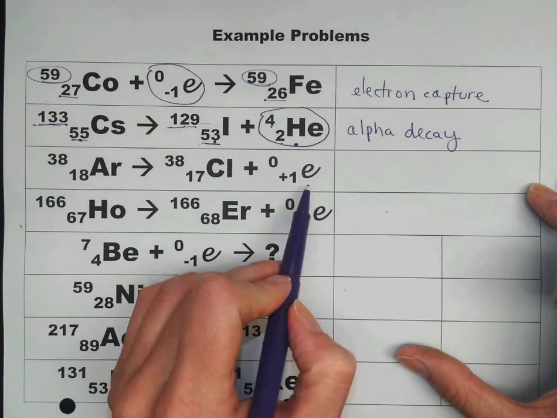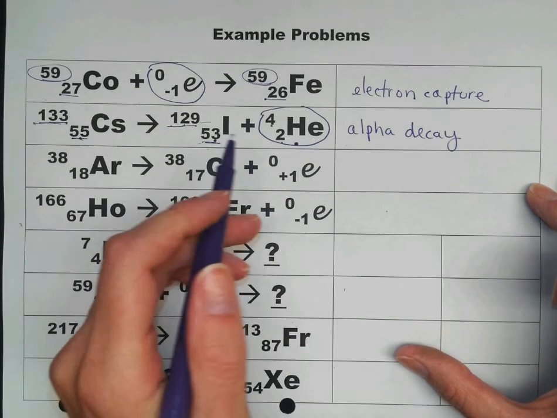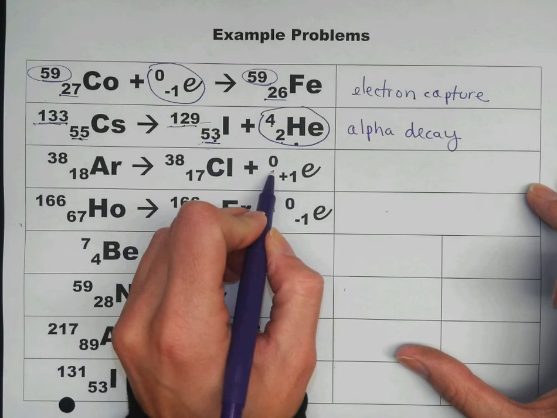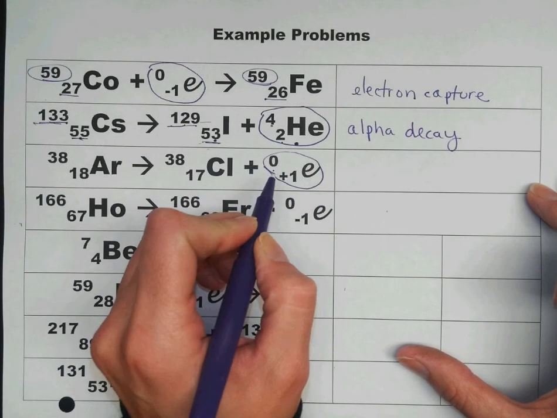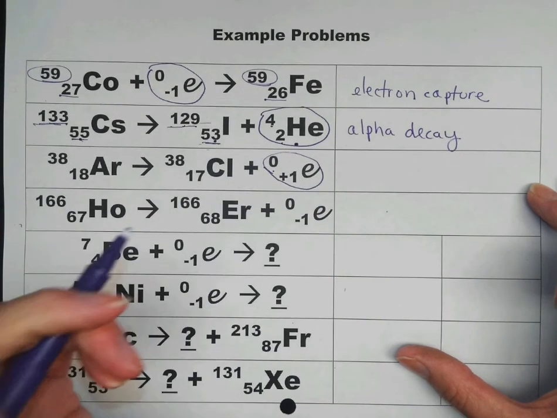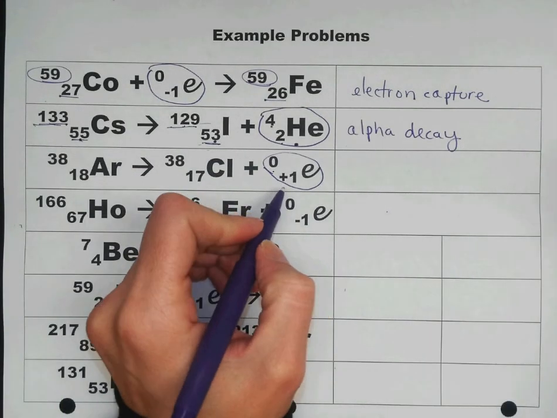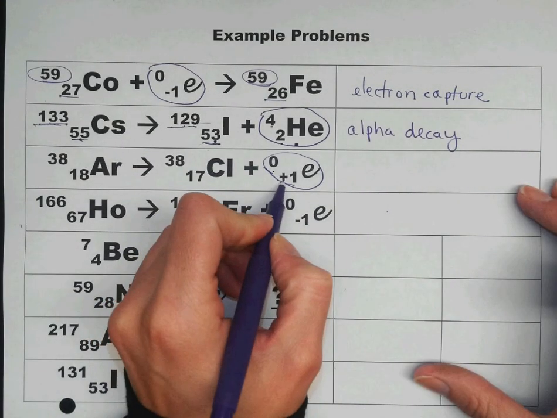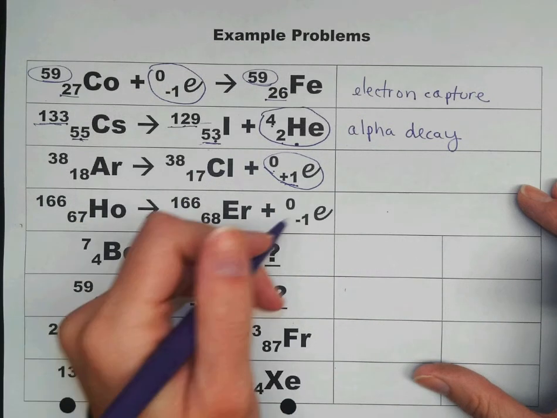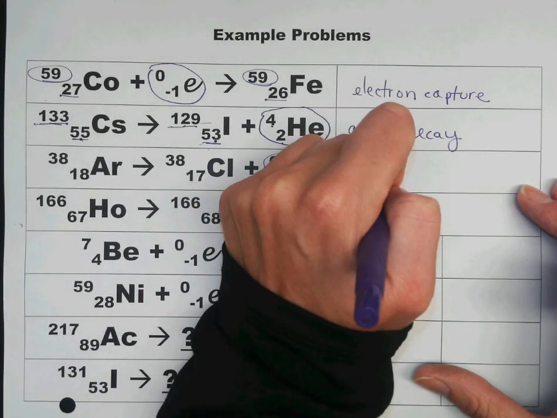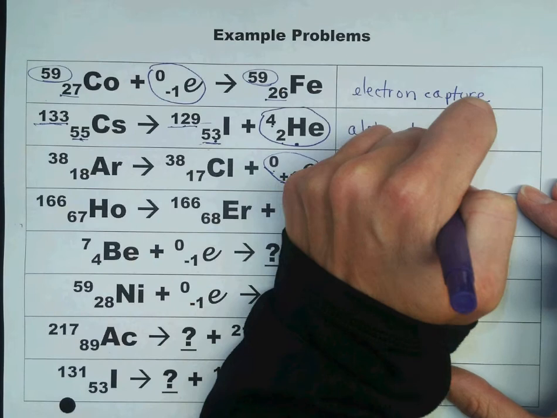Looking at our next example here, one of the key things to pick out right away, we see this particle right here. This represents a positron. So this is positron emission. Positron starts with a P, positive 1 right here. So that's a great example of positron emission. That's what you're going to be looking for.